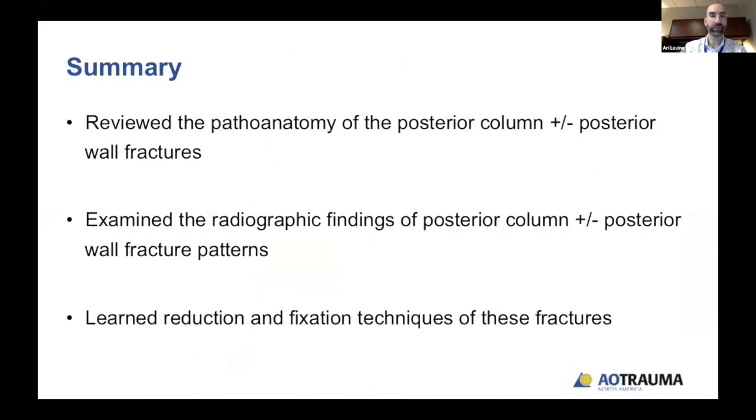So in summary, we've talked about the pathoanatomy of the posterior column and posterior column, posterior wall acetabular fractures. We looked at some of the radiographic findings that are common in these fractures, and then we ended up learning about some of the reduction techniques and fixation techniques that we employ.